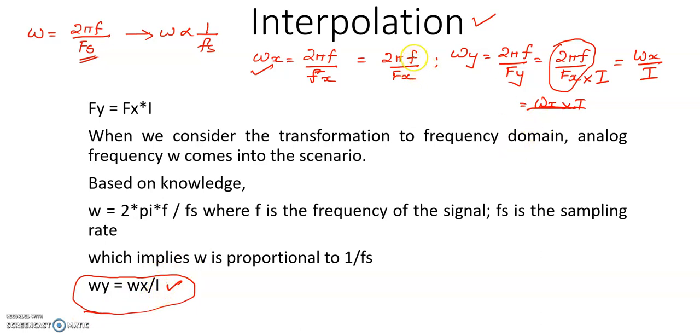So I repeat, omega x will be equal to 2 pi f by capital Fx, and we have the equation over here. For comparison we took omega y's equation. Omega y is equal to 2 pi f by capital Fy, and if we substitute Fy equal to fx into I from this equation, we get this one. So 2 pi f by capital Fx can be substituted with omega x, and omega y will be equal to omega x by I.